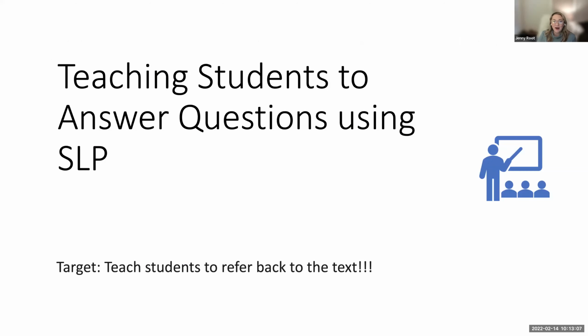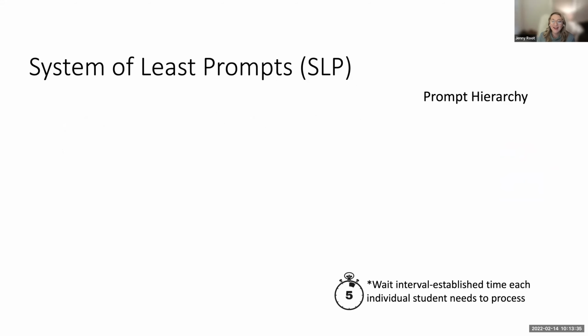Okay, now that we've talked about the types of questions we may want to include, now let's talk about teaching students to answer questions using the system of least prompts. So this is an evidence-based practice for supporting comprehension. And the goal, the target, is teaching students to refer back to the text, right? So we want to increase their comprehension and their understanding that they can go back into the text to find the answer to questions. So let's review a bit on the system of least prompts.